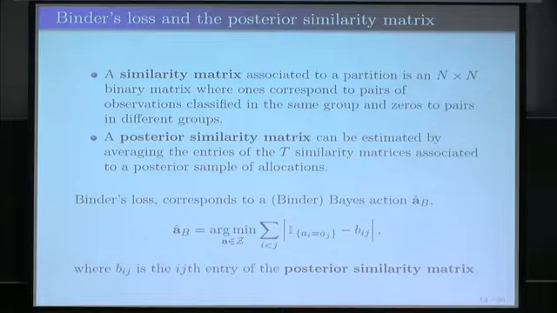So the connection then between Binder's loss and the posterior similarity matrix is that Binder's loss corresponds to the Bayes action that minimizes the following sum. So the indicator that observation i is in the same group as observation j. And here B_ij is the ijth entry of the posterior similarity matrix.